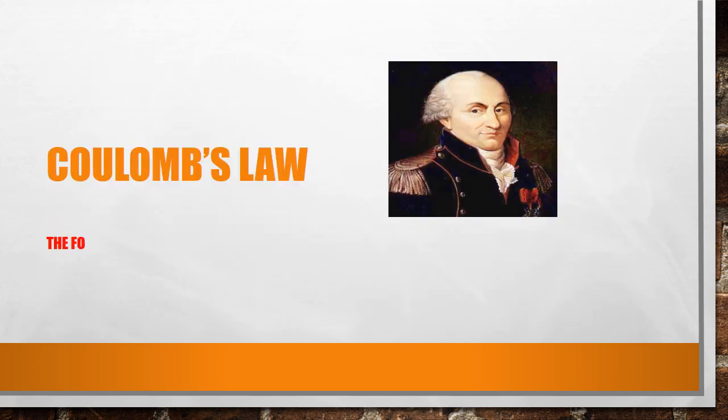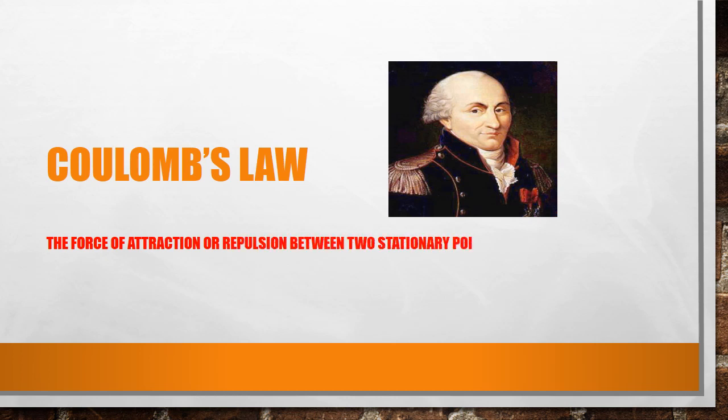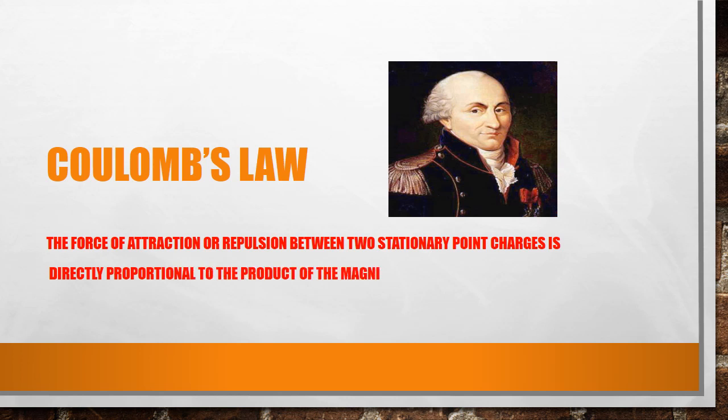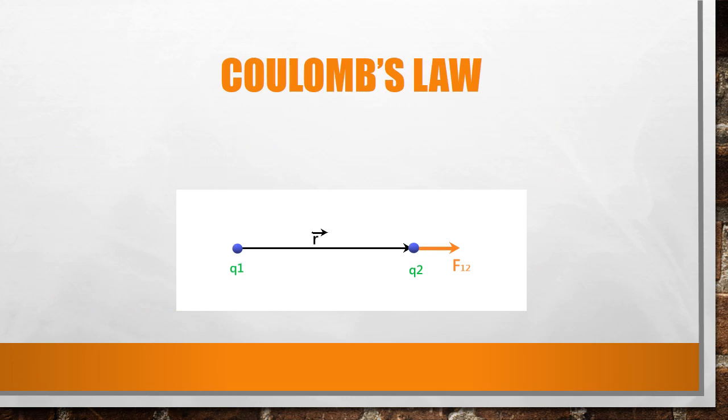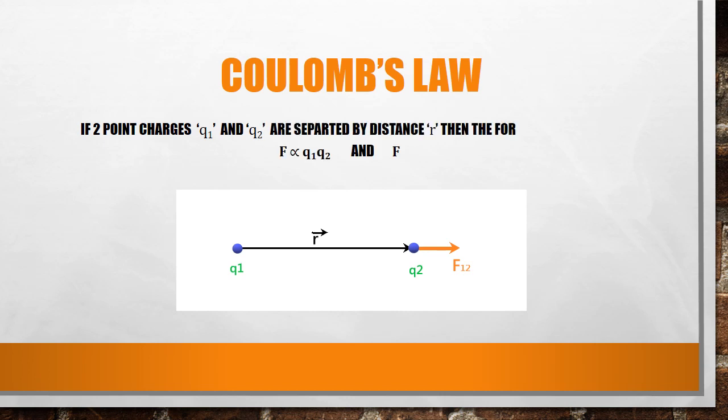Coulomb's law. The force of attraction or repulsion between two stationary point charges is directly proportional to the product of the magnitude of the two charges and inversely proportional to the square of the distance between them. Mathematical statement of Coulomb's law. If two point charges Q1 and Q2 are separated by a distance r, then the force F between them is F proportional to Q1 Q2 and F inversely proportional to r squared.